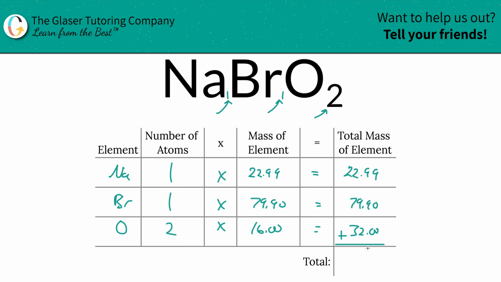You're going to add this column together, and the total mass of the entire thing is going to be 134.89. And there you have it. That's the total mass of the entire compound. That's the first step. And now I'm going to add a column to the table to help find those percentages.